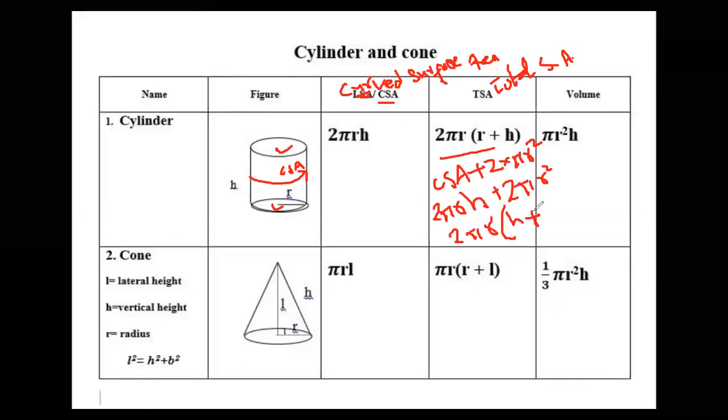So from r square, take r common. What is remaining? r is remaining. That means what is the formula of TSA? 2 pi r. Okay, r already, we have kept h behind. So 2 pi r plus h is the formula of TSA. That means if we add two bases to the curved surface area, it becomes the total surface area.